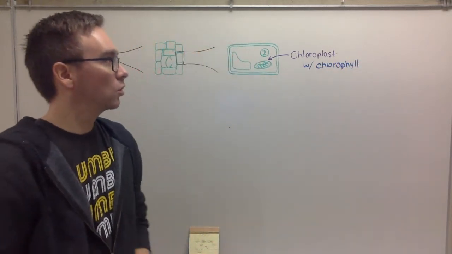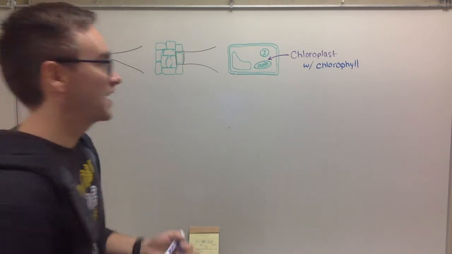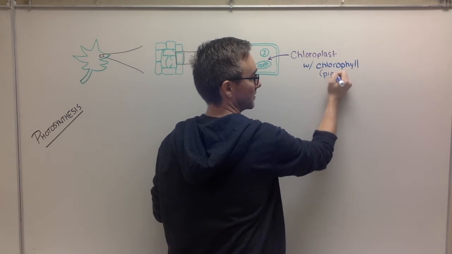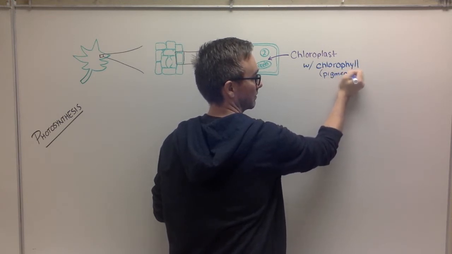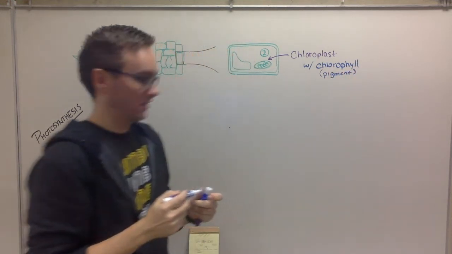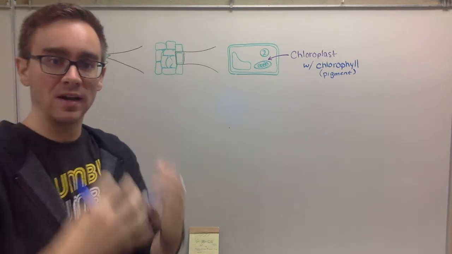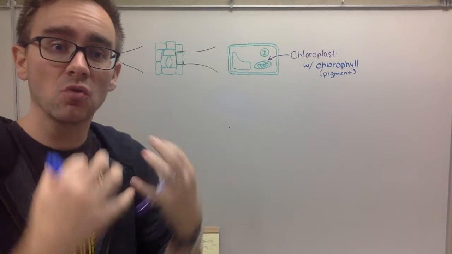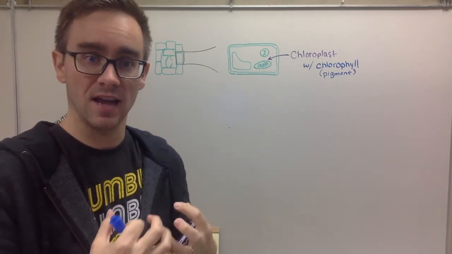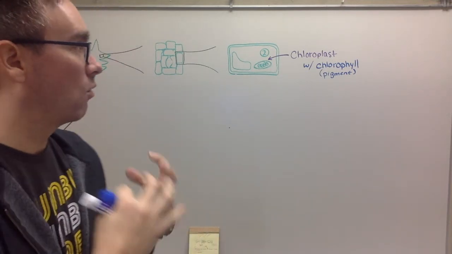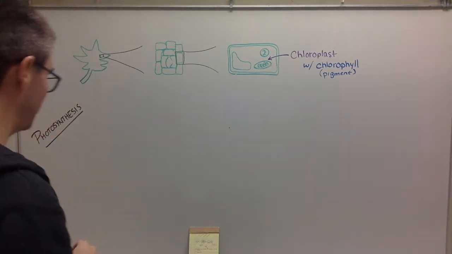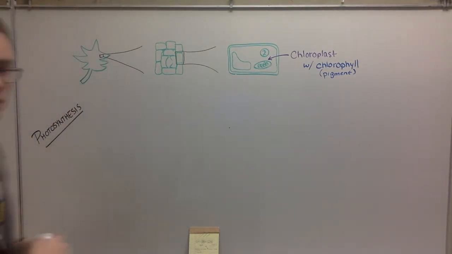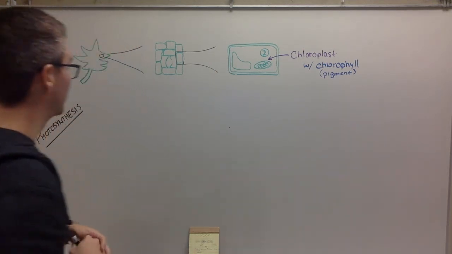Chlorophyll is a pigment, which is a type of molecule that absorbs light. That chloroplast is filled with this pigment called chlorophyll, and its job is to absorb light energy. And so we're going to come back to that one as well. We're going to talk a little bit about that major role in there.